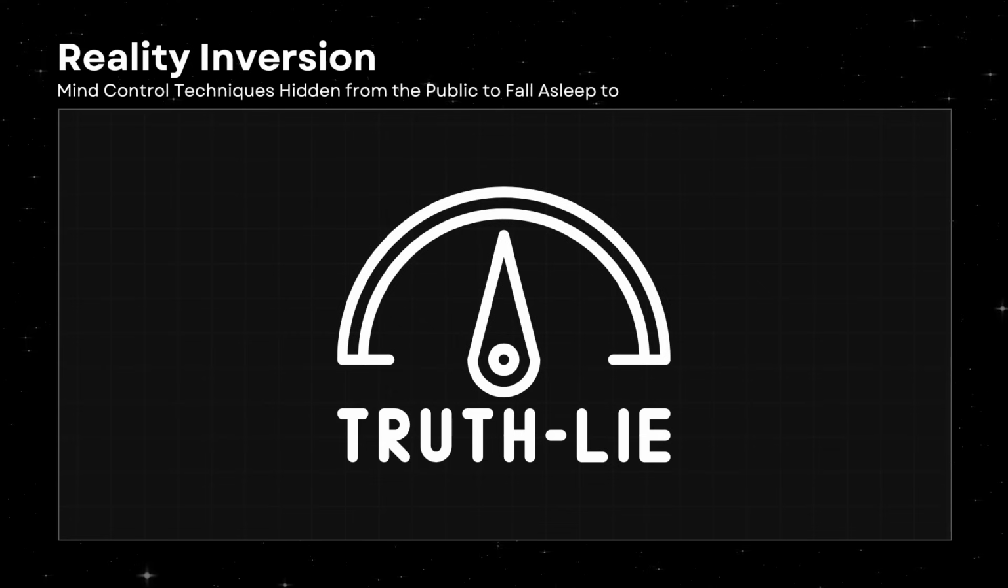Reality inversion plays on this bias. It offers false certainty in place of uncomfortable truth. It tells people they are smart for ignoring critics. It gives them a sense of strength and clarity. But that clarity is built on sand.